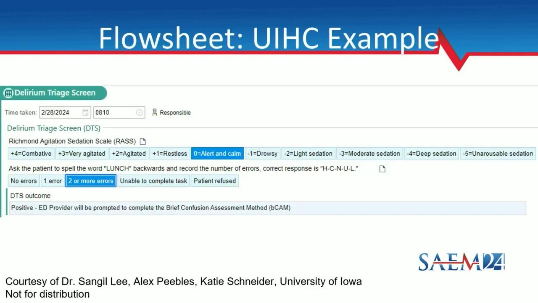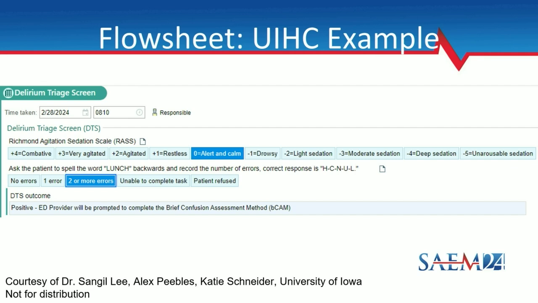So here's an example from our amazing group at the University of Iowa of the delirium triage screen, which I mentioned before. And you can see they ask the patient to spell the word lunch backwards. And then if the delirium screen is positive, it sends a prompt to the ED provider to complete the next step, the BCAM.